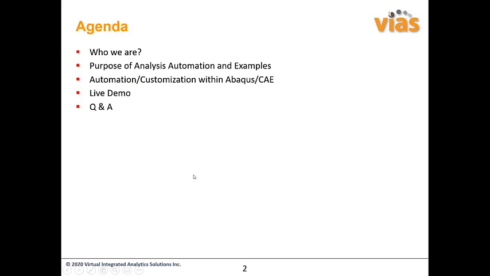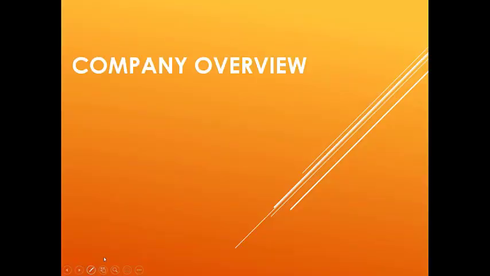So our agenda is we'll talk a little bit about ourselves, Bias as a company, what we do, and how we develop and do the simulation and analysis. Then we will come straight to the main topic of the webinar, which is the purpose of analysis automation, followed by some really good and interesting examples for the automation and customization within Abaqus CAE. And then my colleague Chris will be showing you a live demo for the kernel and GUI script, and then the remaining part will be about the question and answer sessions.